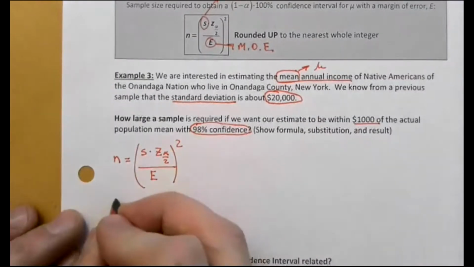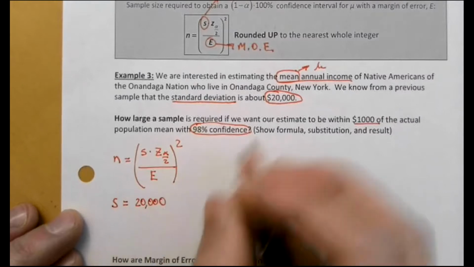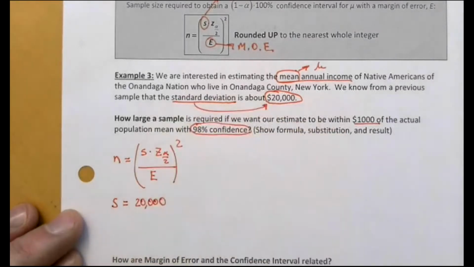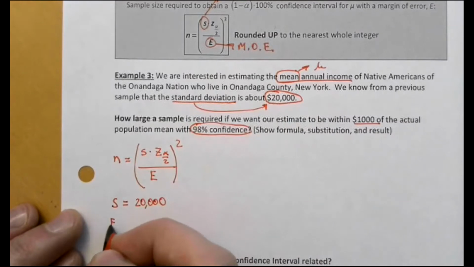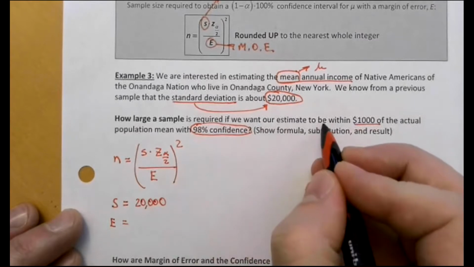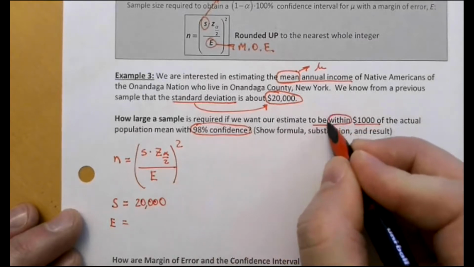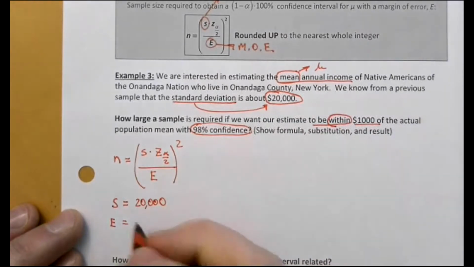We need our S, which is the 20,000. We need our E, which is the 1,000 from here. How did I know that? If we want our estimate to be within, I think this is the key, within $1,000.